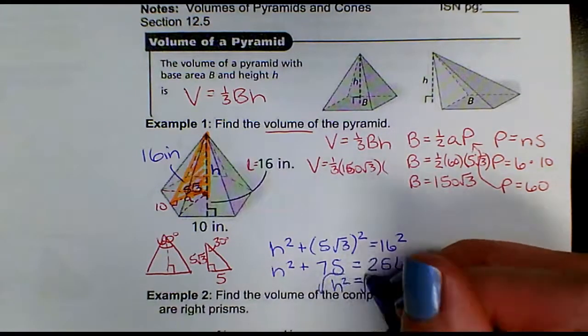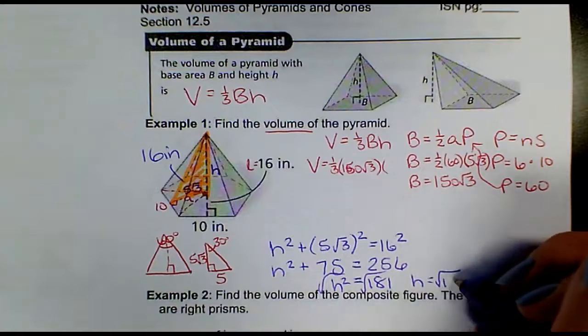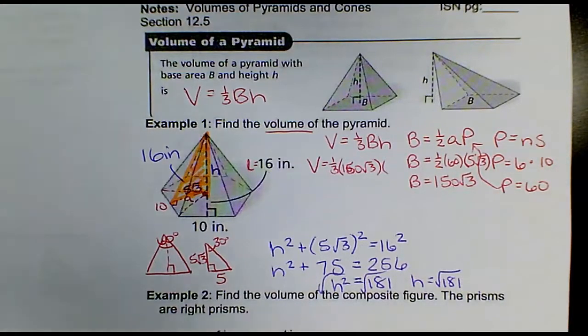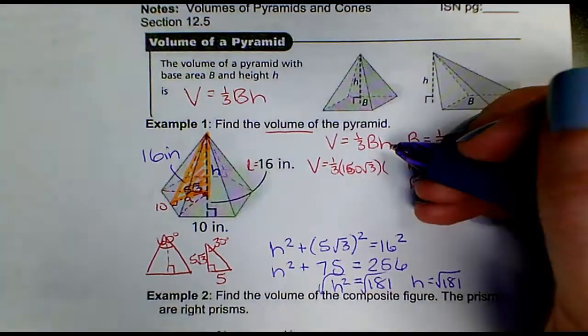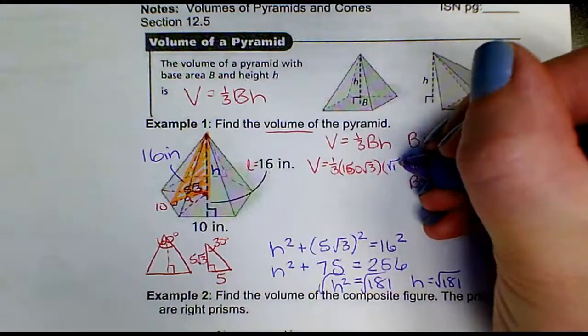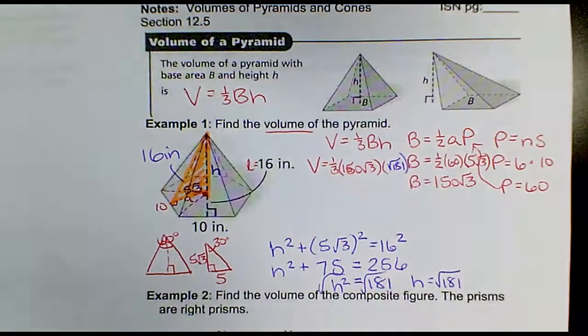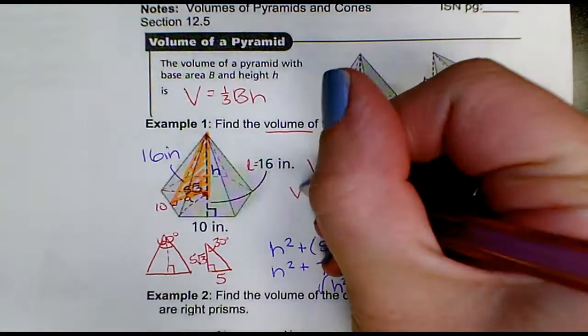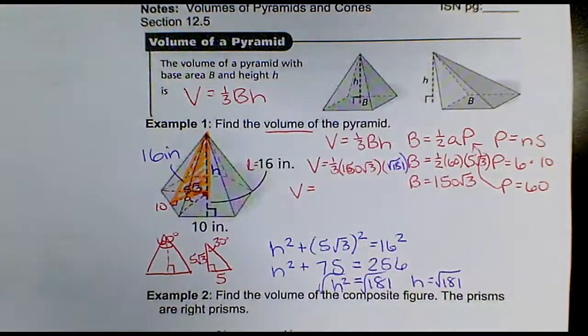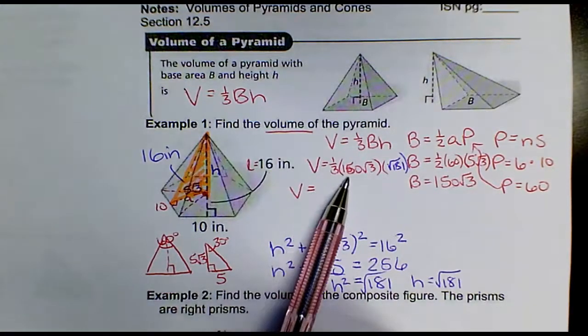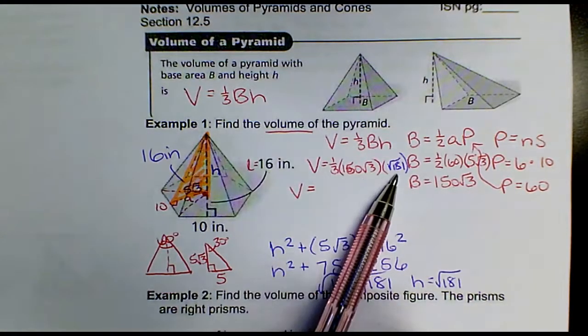And when you square root both sides, you end up with an h value of the square root of 181, which I'll tell you right now is a prime number. So that's going to go into our formula right here. We weren't given the height, we had to calculate it based on the pieces that we had. So our volume is a little funky looking. What can you take 1/3 of? 150, 3, or the 181?